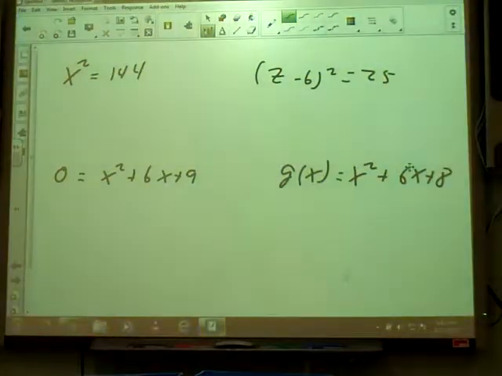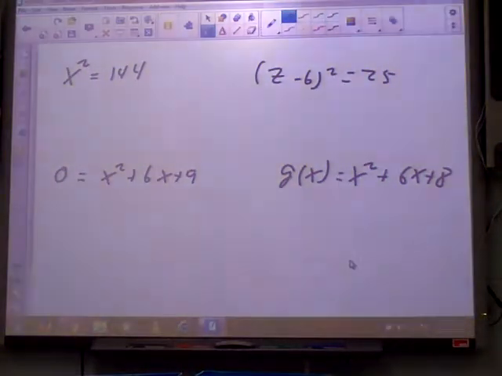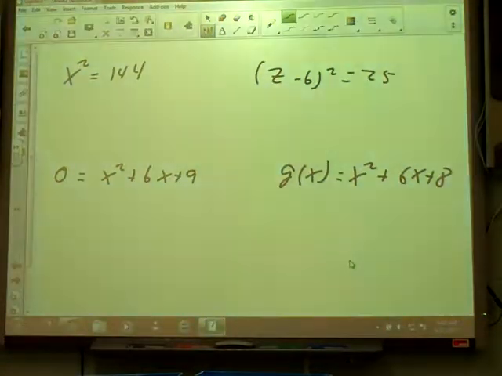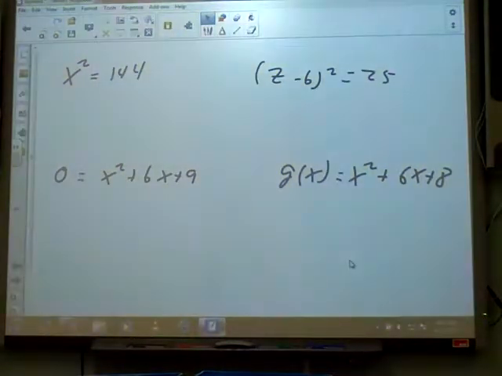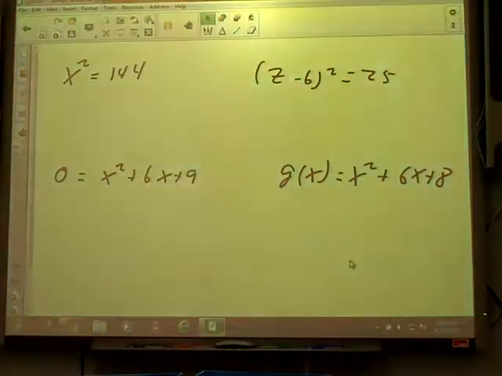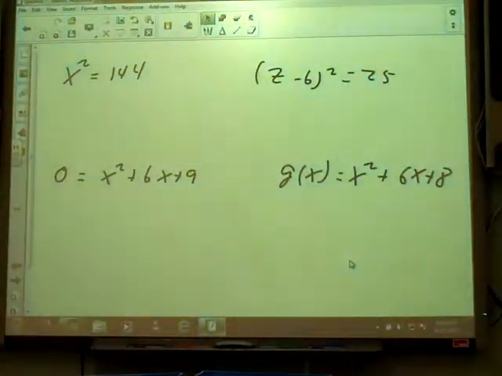All right, got 4 problems for you. Solve. That's my directions on all 4 of those. Number 1 says x squared equals 144. We gotta do all those? All 4 of them, Landon. Number 2 says z minus 6 squared equals 25. Number 3 says 0 equals x squared plus 6x plus 9. Number 4, g of x equals x squared plus 6x plus 8.